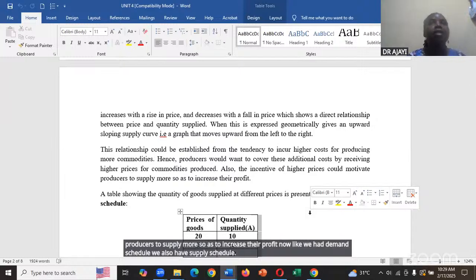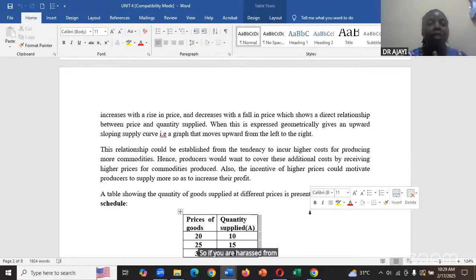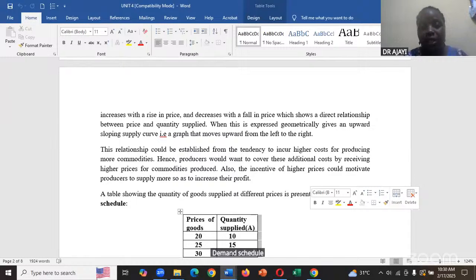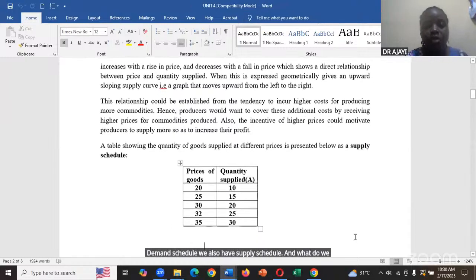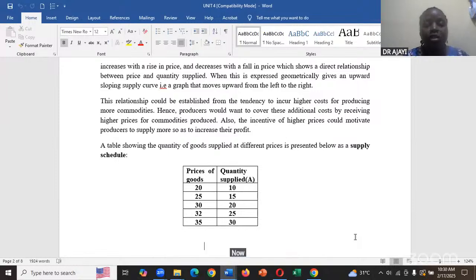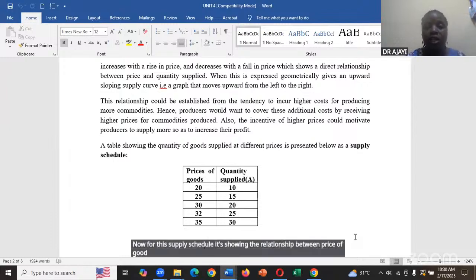Now, like we had the demand schedule, we also have the supply schedule. If you are asked about the economics tools that are normally adopted, the ones we have taken in topic 2 or topic 3, we know that tables are one key tool that economists usually use in explaining some concepts. So what do we mean by supply schedule? It is a table showing the relationship between the price of goods and quantity supplied.